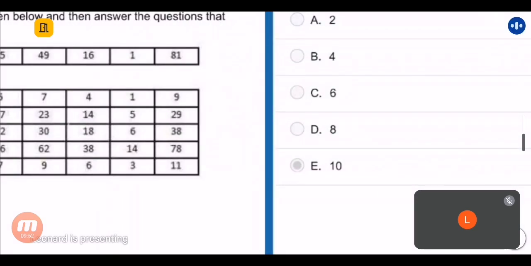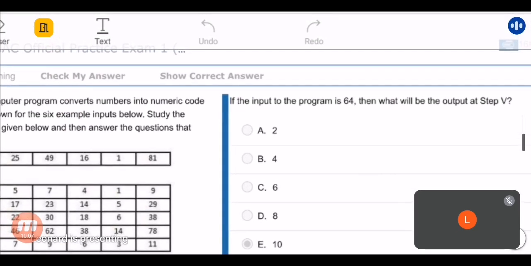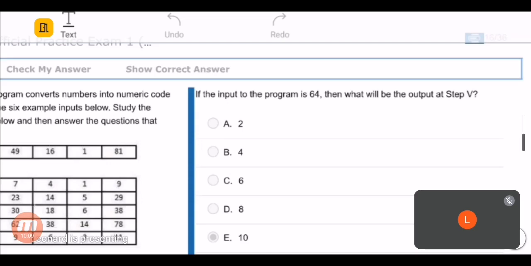Remember that the answer is of little significance. What you need to understand is the process. It is the process, and the process gets easier if you are participating. Next question.